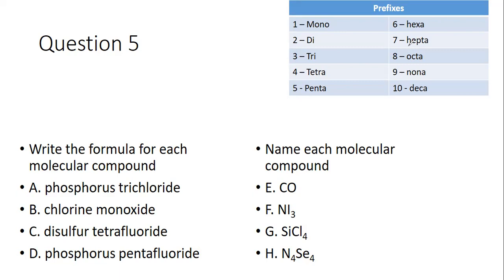All right, so let's get into this. So A, we have phosphorus trichloride. Since there's nothing in front of phosphorus, that means it's mono. So phosphorus trichloride, PCl3. Same thing with chlorine monoxide. So you can see usually how the naming system goes. If the first element is mono, you usually drop it. If the second element is mono, you usually have it. So chlorine monoxide, ClO.